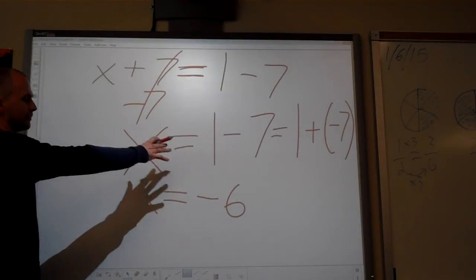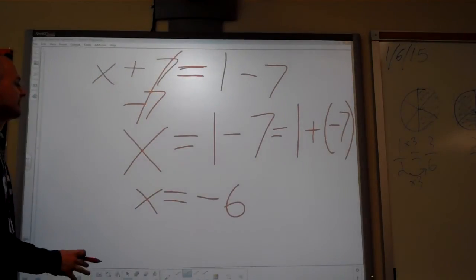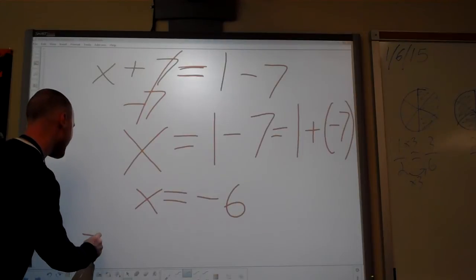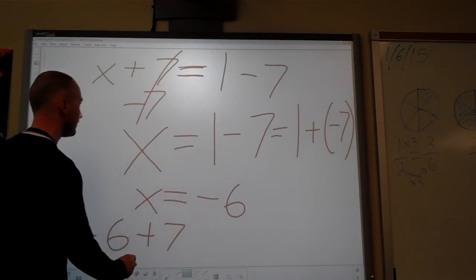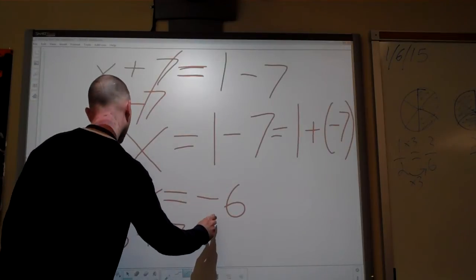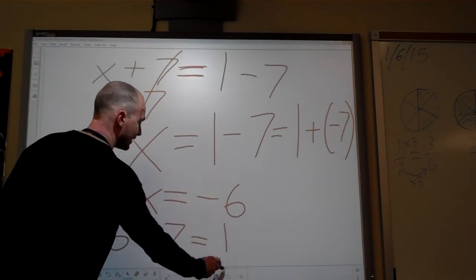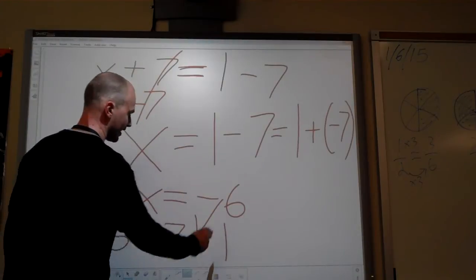Now let's go back and substitute negative 6 for x in our original problem. So we have negative 6 plus 7 equals... Yes, it does equal 1. It checks.